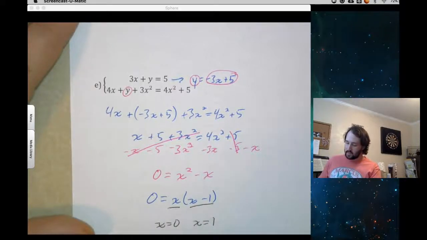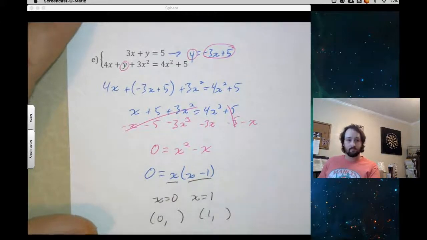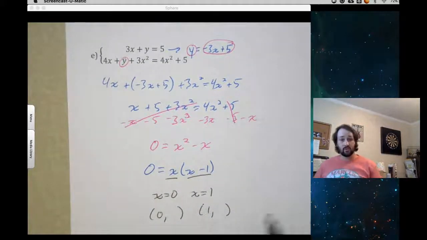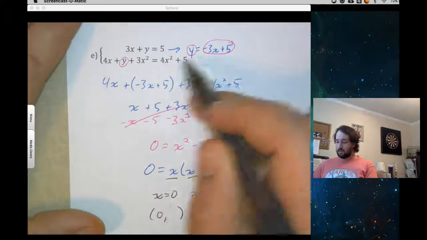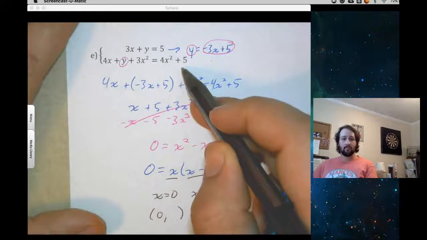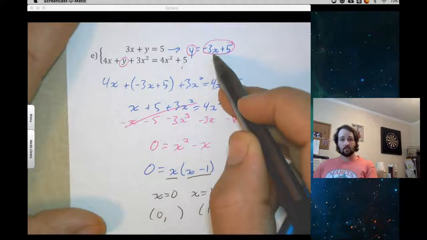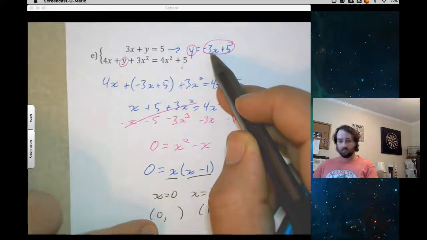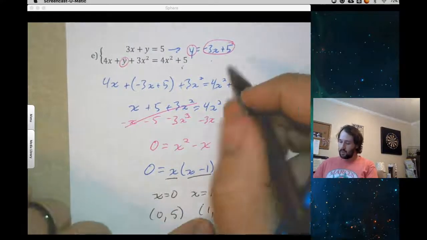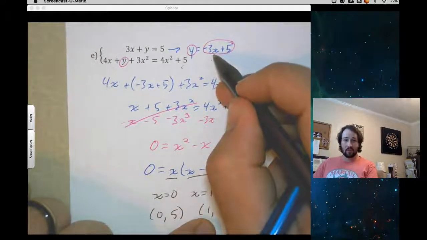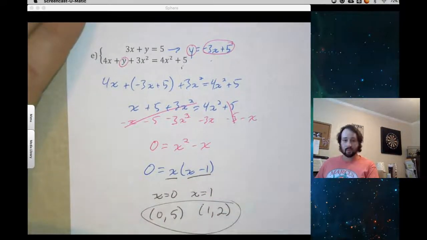So I have (0, something) and I have (1, something). Now to figure out the y values, just plug them into your original function. It doesn't matter if you plug them into this one or this bottom equation here, but the bottom equation is way more work, so I would just do this one since it's already in terms of y. Negative 3 times 0 is 0, plus 5 is 5. If I put in 1, negative 3 times 1 is negative 3, plus 5 is 2. So I have these two as my solution points.